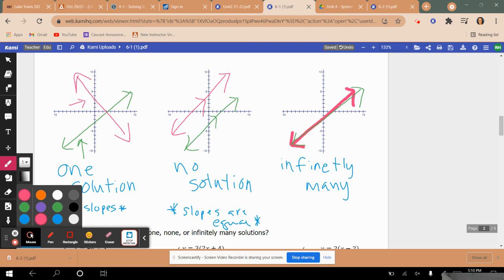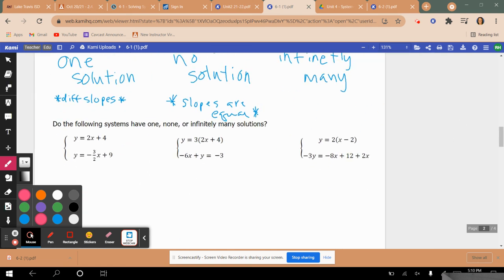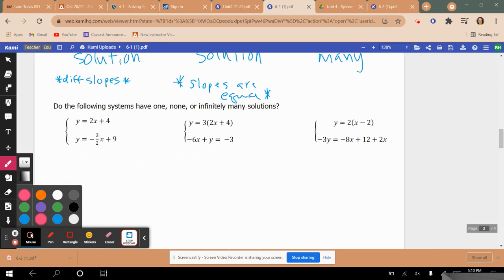And on the infinitely many, they have the same slope and the same y-intercept. So everything about the equation is the same. For no solution, the slopes are the same, but other things are different. And for one solution, both the slope and the y-intercept are different. So let's go ahead and look at these.